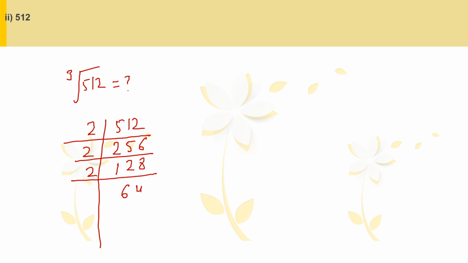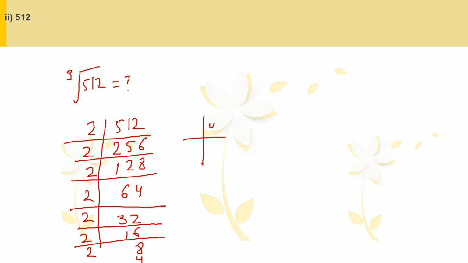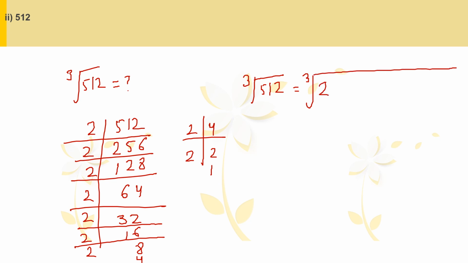2 6 is 12. 2 4 is 8. 2 3 is 6. 2 2 is 4. 2 1 is 2. 2 6 is 12. 2 8 is 16. 2 4 is 8, and then we have 2 2 is 4 and 2 1 is 2, right? Now I will write it in the same way as 512 and cube root of these factors multiplied together. I have how many 2's? I have 9 2's. I will multiply them together.